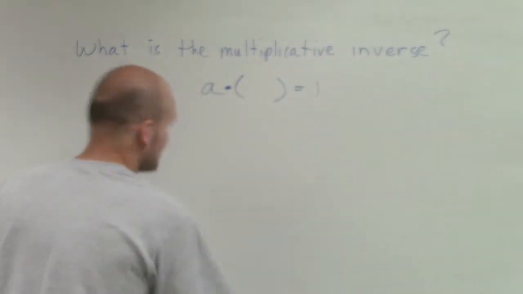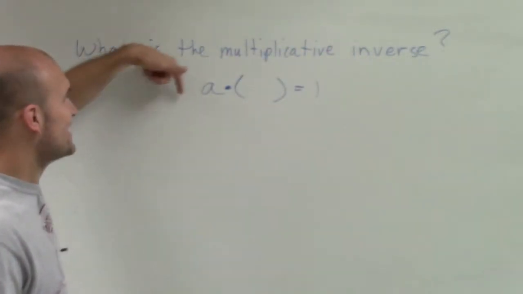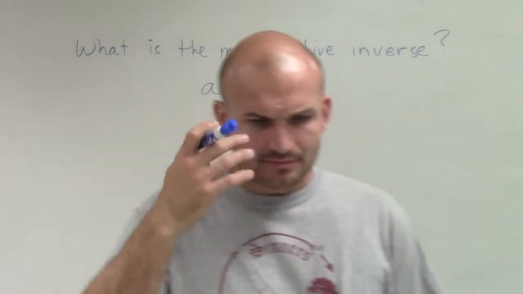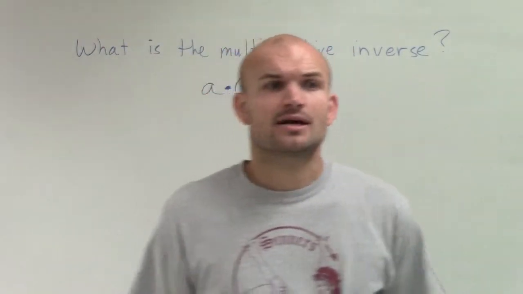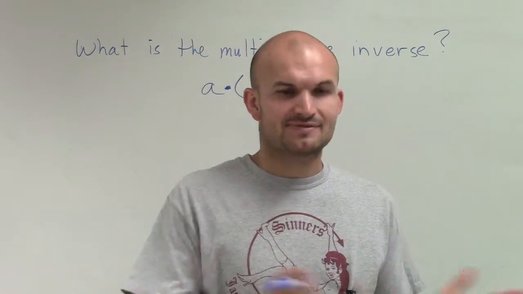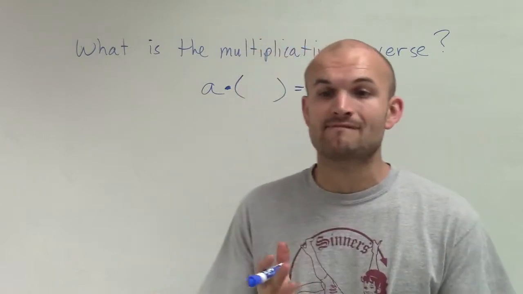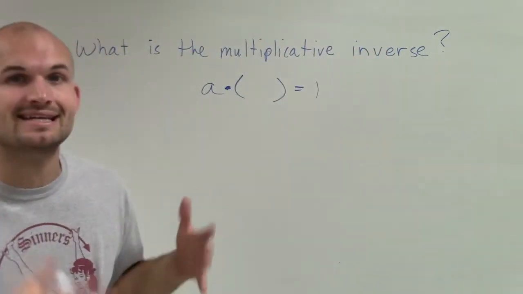Okay, so what is the multiplicative inverse? What the multiplicative inverse states is a times a number equals 1. So when we talked about the identity element, we talked about what number multiplied by a gives us back a. Well, now we're not talking about the identity anymore. We want to find out what number multiplied by a is going to give us 1.